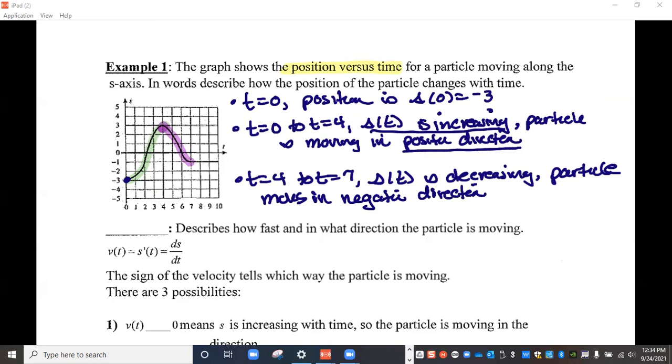Or you can write it with interval notation as well. That's fine. So again, when S of t is decreasing, it's moving in a negative direction.